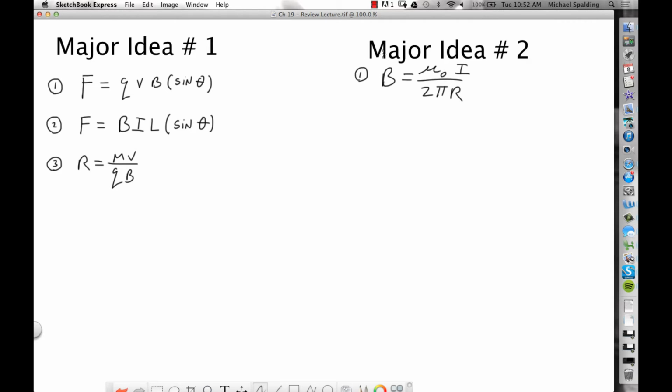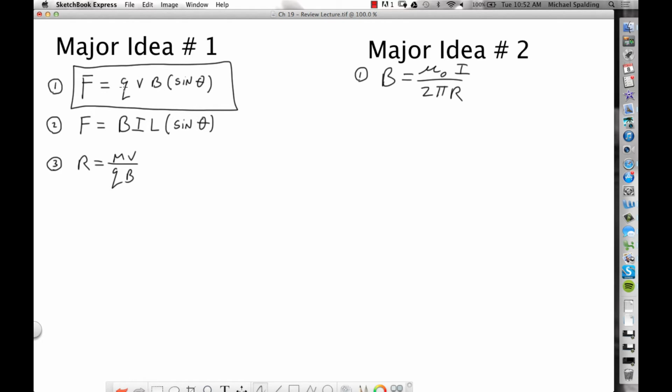Now, what is major idea number one? Major idea number one is, what do magnetic fields do? The answer is they exert force on moving charged particles. Okay, now this is the fundamental equation for the force of a magnetic field on a moving charged particle.